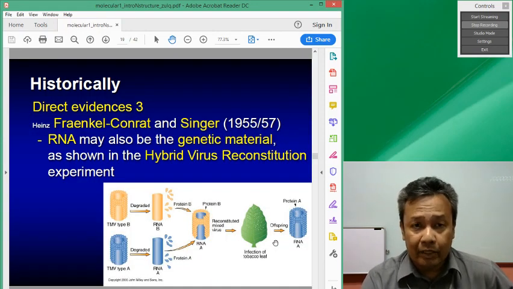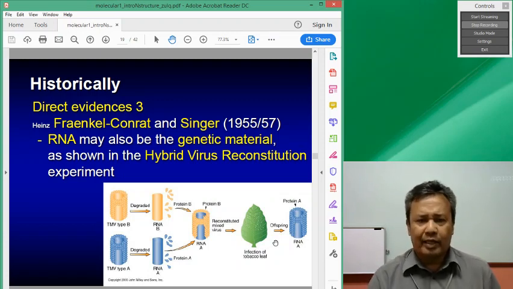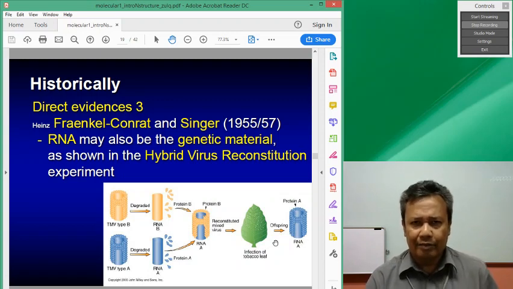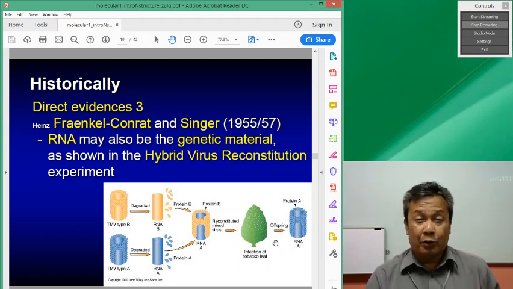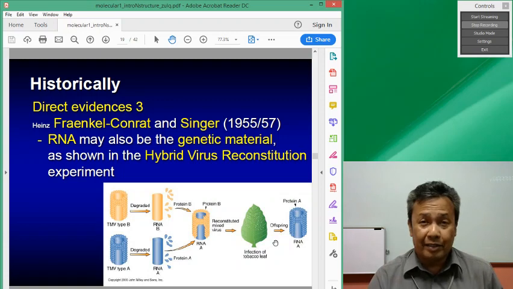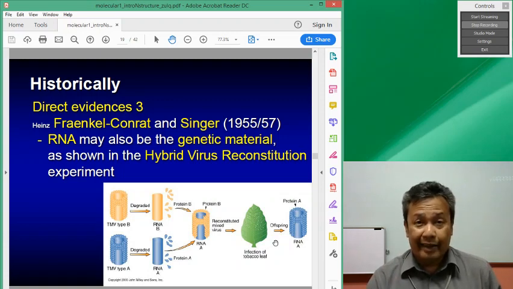This experiment, on the other hand, talks about viruses that do not have DNA. So there are various types of viruses. The one that Hershey and Chase used was a virus that uses DNA. Then the question comes, what about viruses that have RNA as a genetic material?